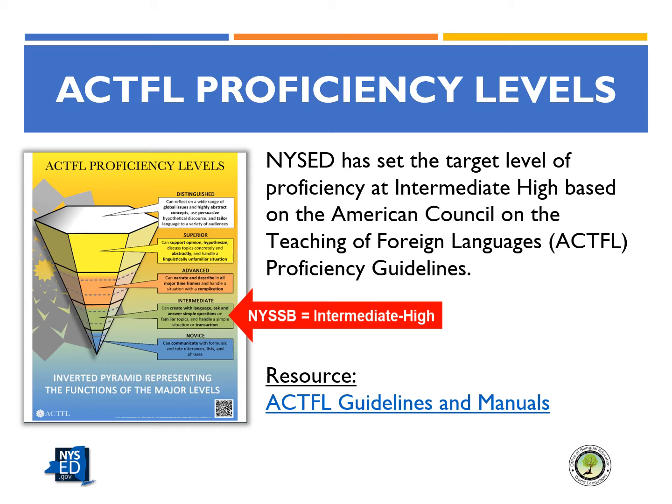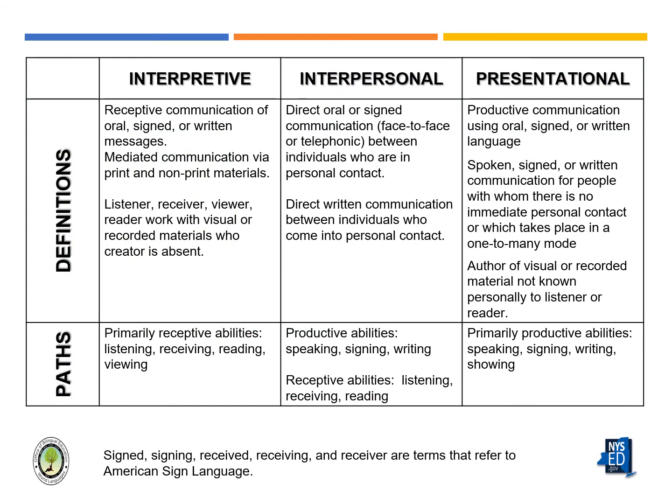Next, we will explore intermediate high proficiency and what it looks and sounds like within the 3 modes of communication. Communication is divided into 3 modes: interpretive, interpersonal, and presentational. The following slides review each of the modes, which will be described in depth for the required proficiency level. Essentially, interpretive communication is listening, reading, or viewing. Interpersonal communication is speaking or signing and listening and receiving, or reading and writing. Presentational communication is speaking, signing, or writing.